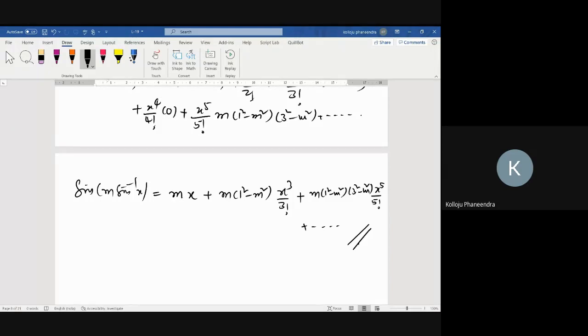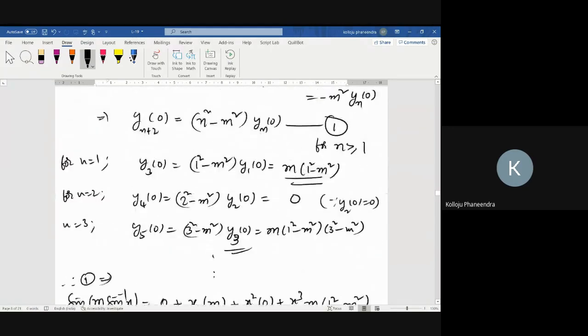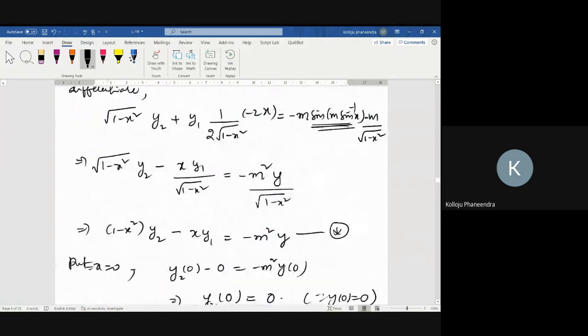Any more? Okay. I will stop here. Prepare up to Taylor's theorem, Taylor series. Mostly the syllabus is up to Taylor series. Okay. Up to today.